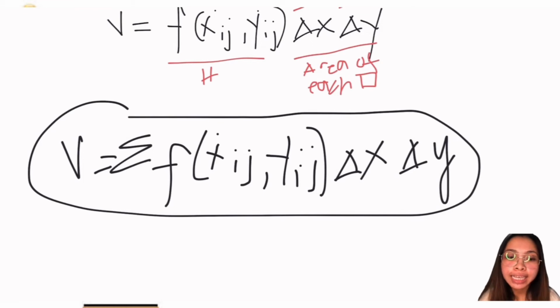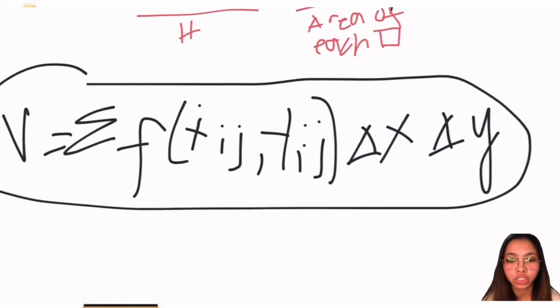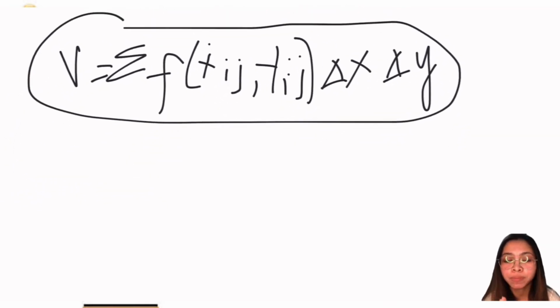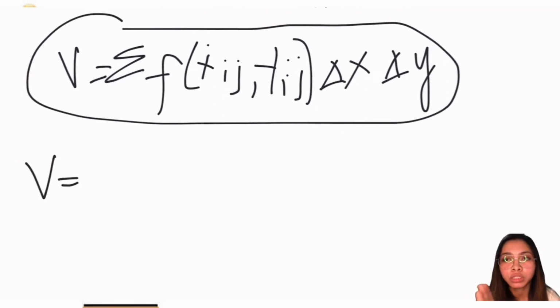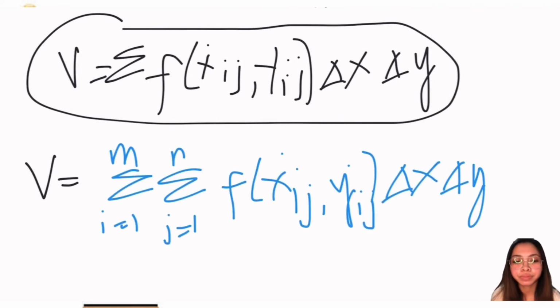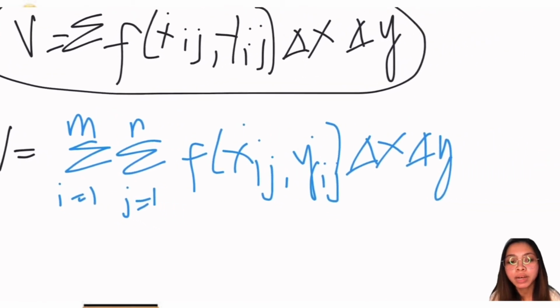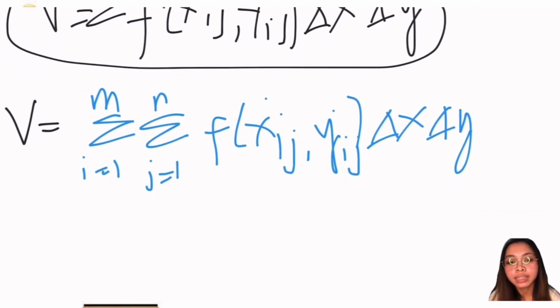If you are adding across two different dimensions, we need two different sums. So we have this one: V is equal to the summation of the function f(x sub i sub j, y sub i sub j) times delta x delta y, from i equal to 1 and j equal to 1. So this volume is just an approximation.